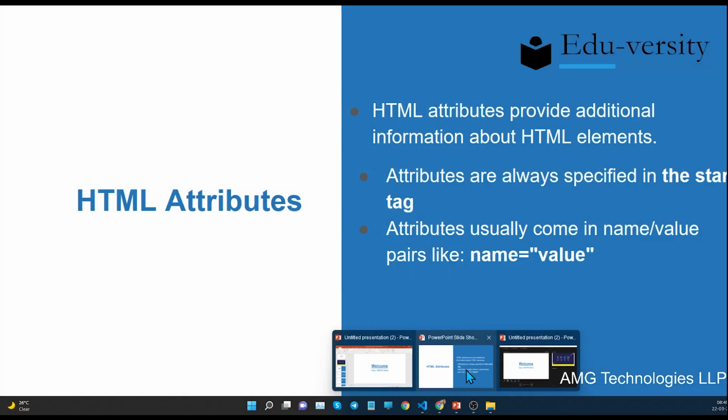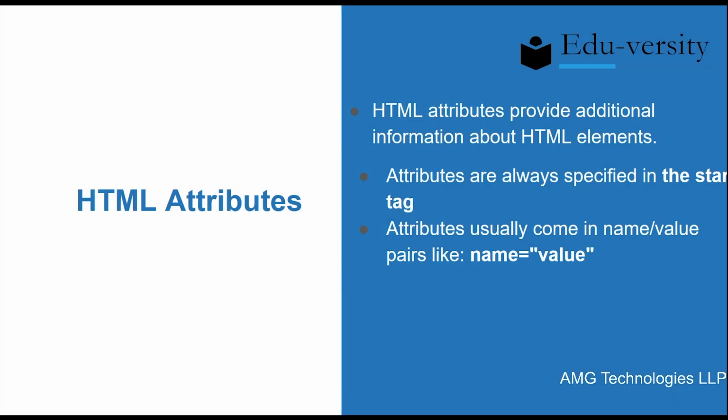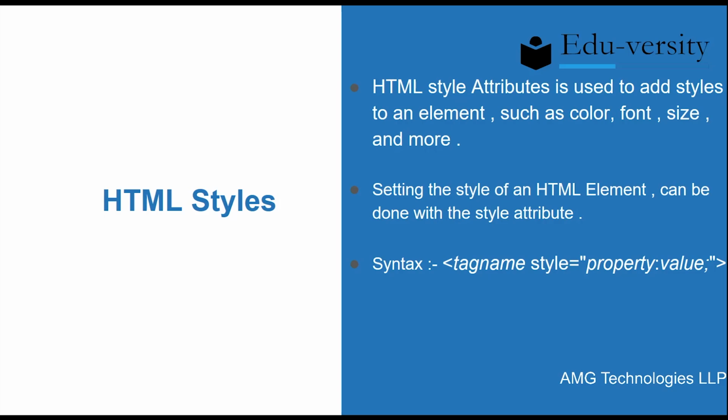Now let's discuss the style attribute. The HTML style attribute is used to add styles to an element such as color, font, size and more. So setting the style of an HTML element can be done with the style attribute.